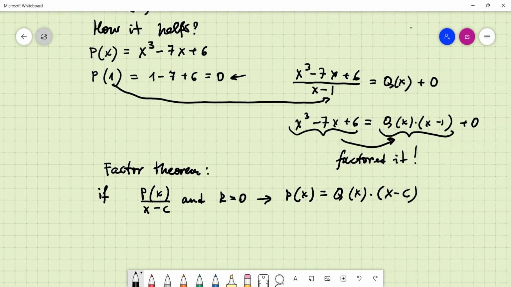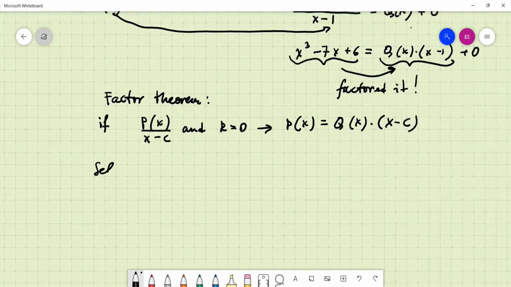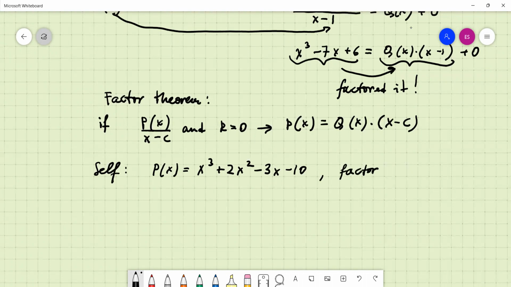Let me give you an example, some self-work to factor. Somebody gives you the polynomial P of x, x cubed plus 2x squared minus 3x minus 10, and asks you to factor x minus 2 out of this polynomial. I'm going to count to 5. You try to do it on your own.